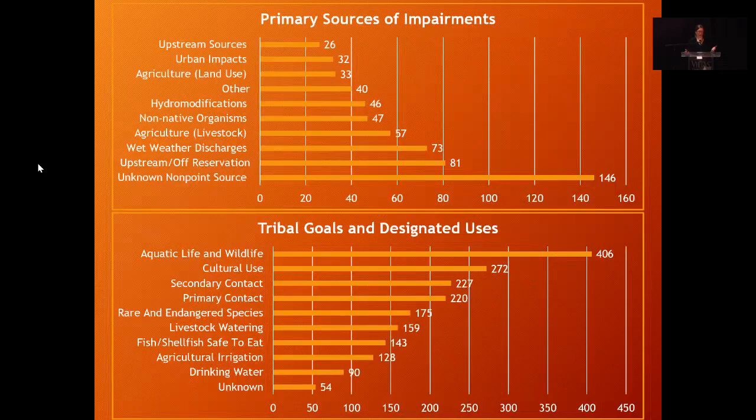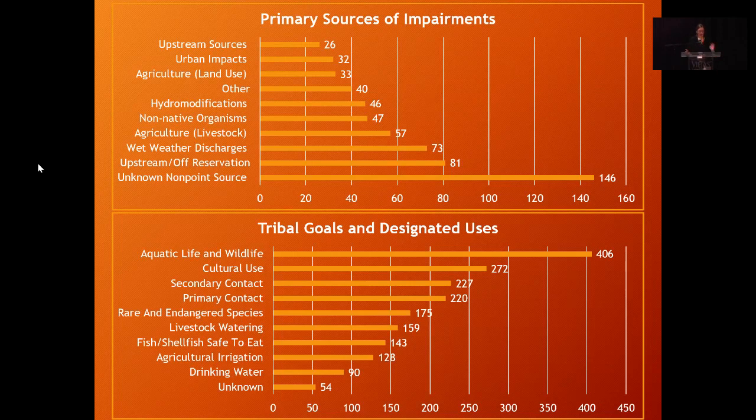And in these templates, you can also indicate what are the likely sources of these impairments. So on the top bar graph, it's what they're listed. It's kind of weird, the highest one is at the bottom, but the top one reported is an unknown point source or an upstream or off reservation source or wet weather discharges or agriculture. Those are some of the top ones reported.